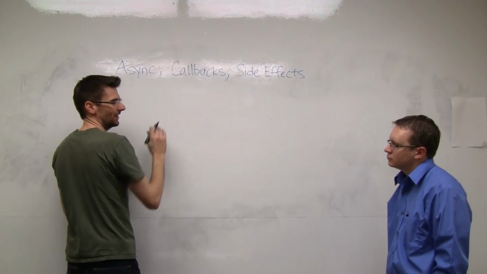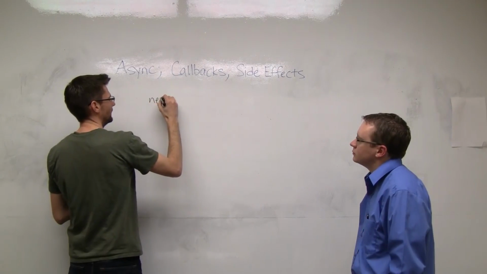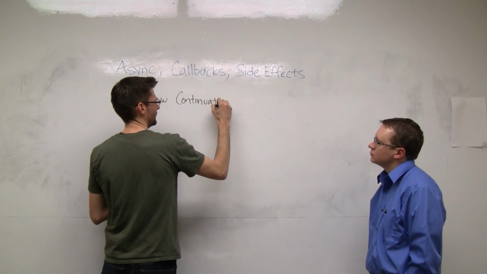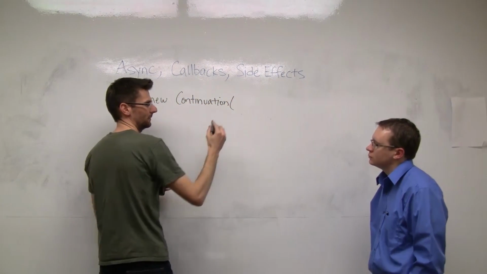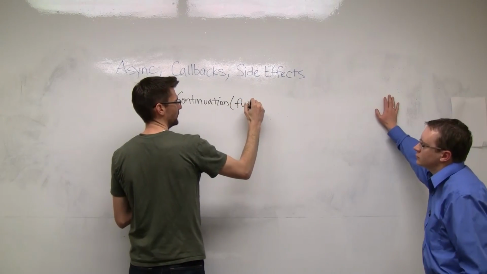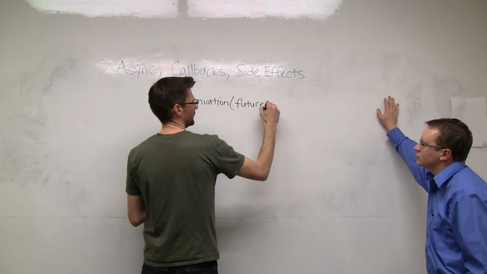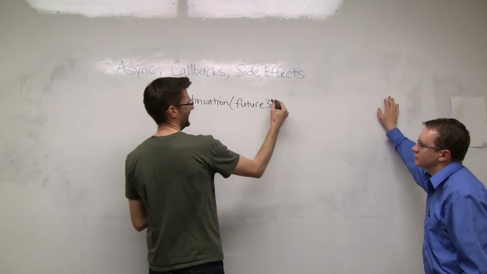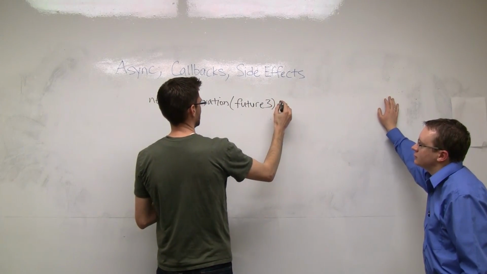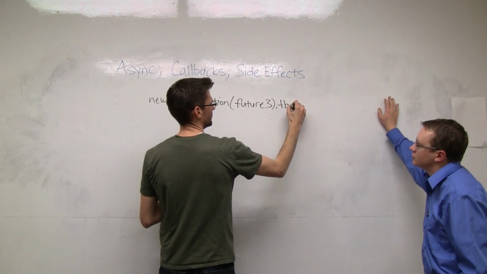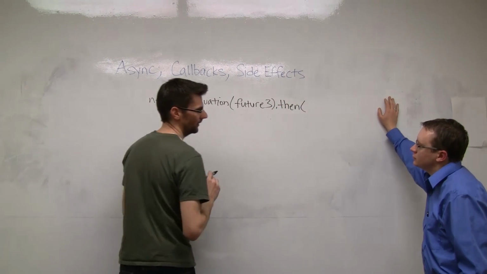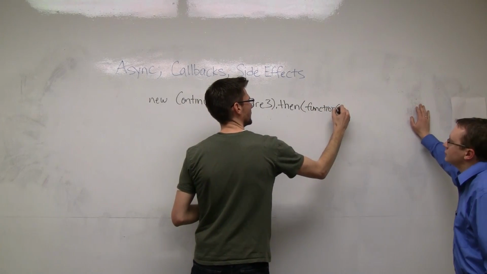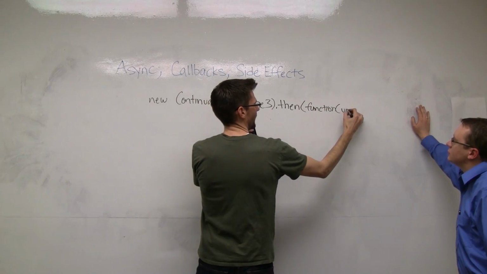So it's really easy to start a continuation. You can just say new continuation. I guess I should shorten the name, but I'm big on words. And you just pass it the first future. So let's say this is a future 3, like really the value 3, so we know what it is. And then we do a then on it. So that looks really familiar, doesn't it? Here we go, going off the page here. And then we want to get the value.